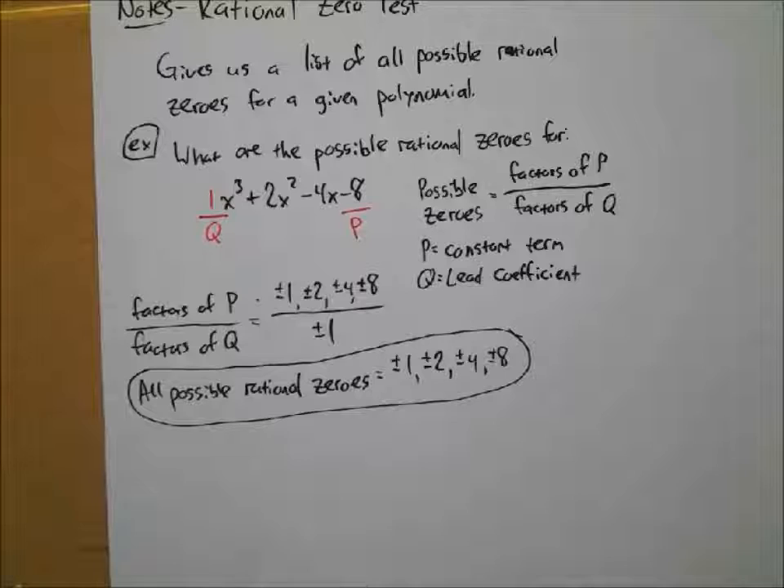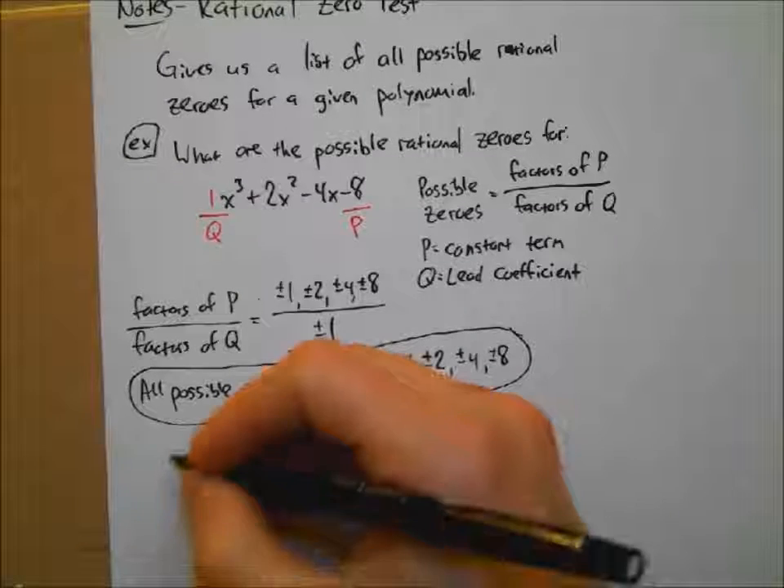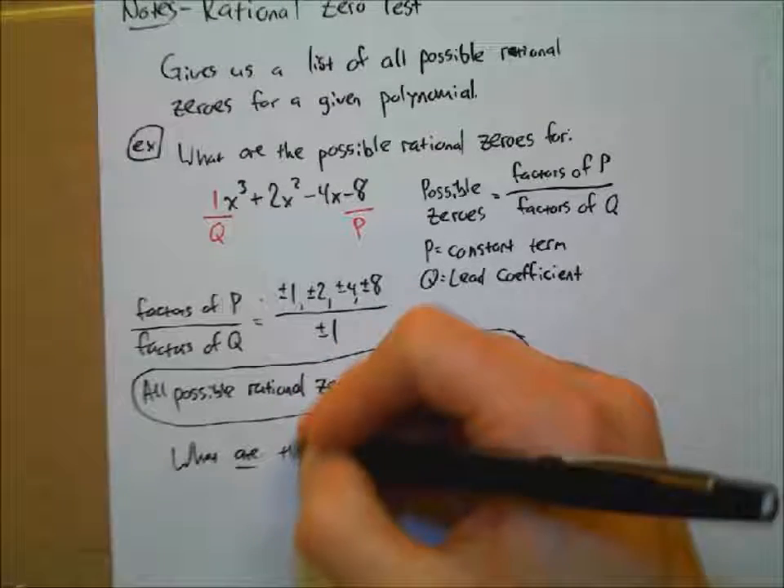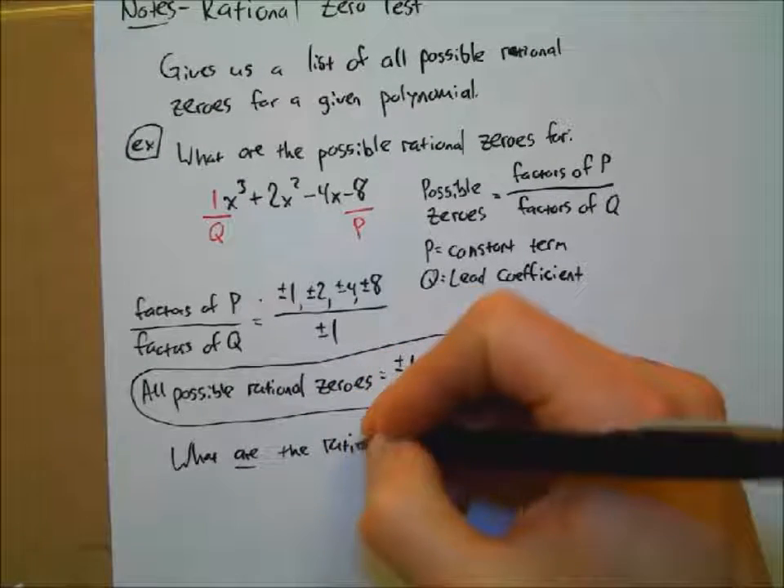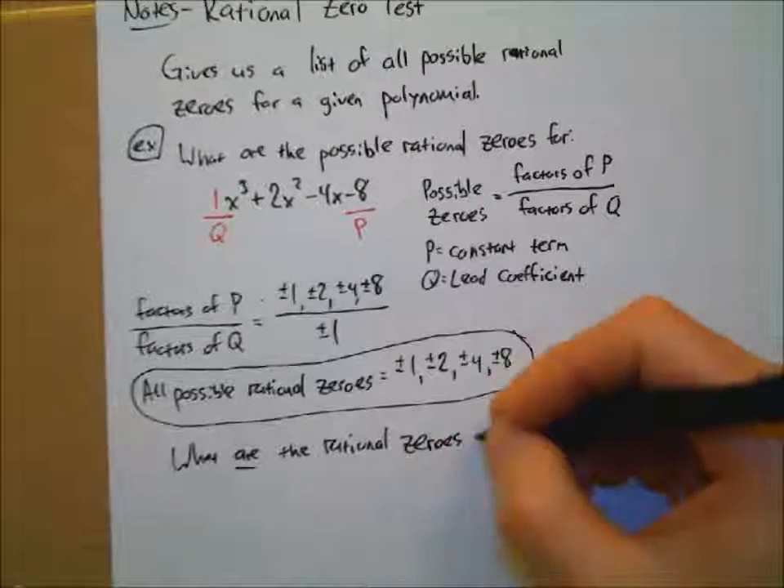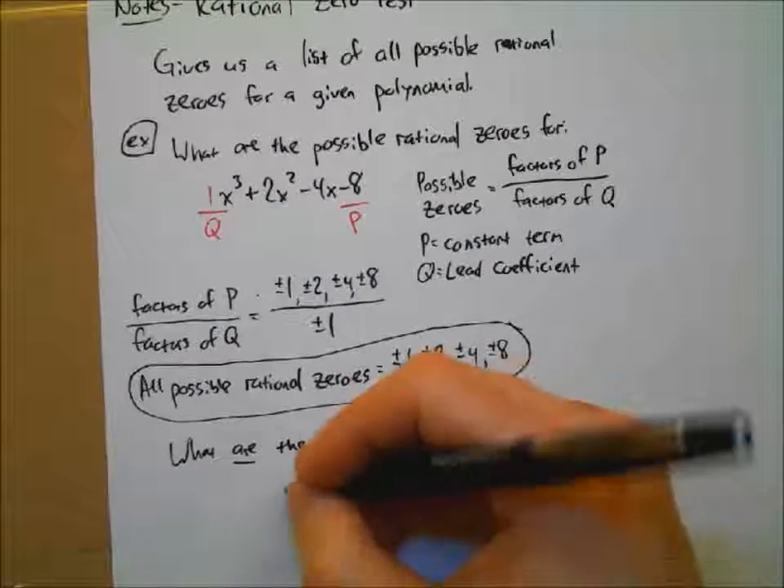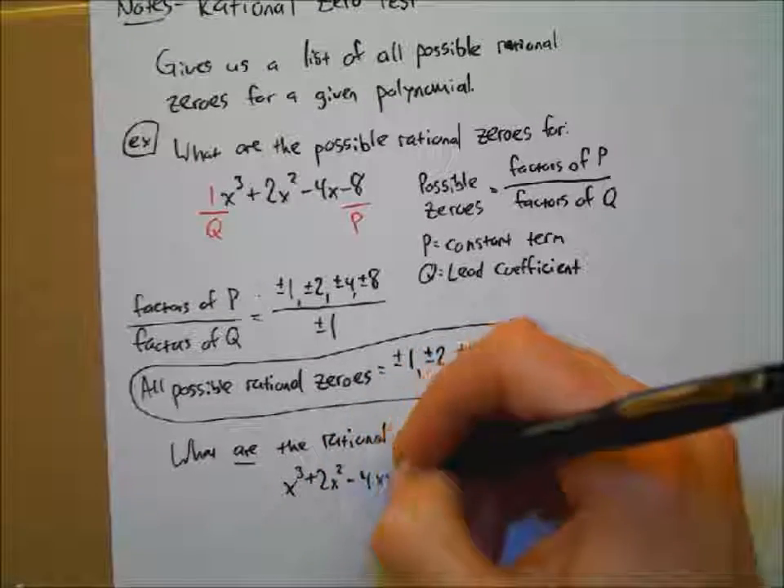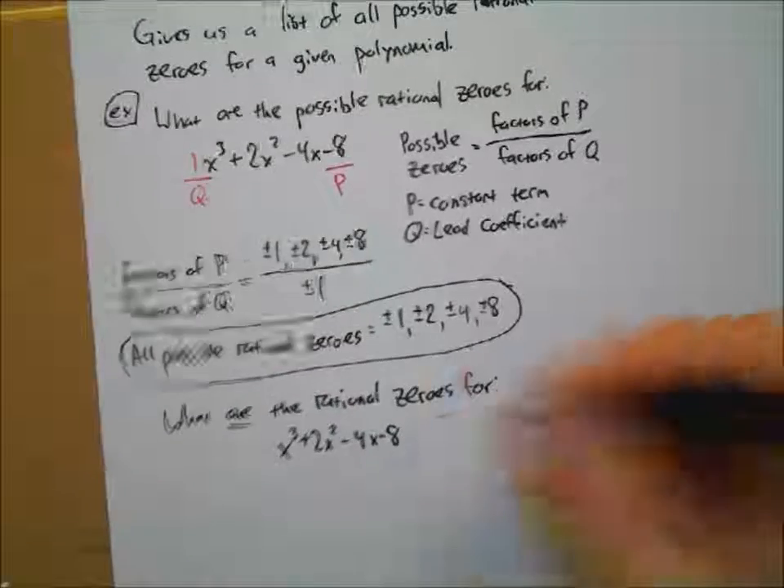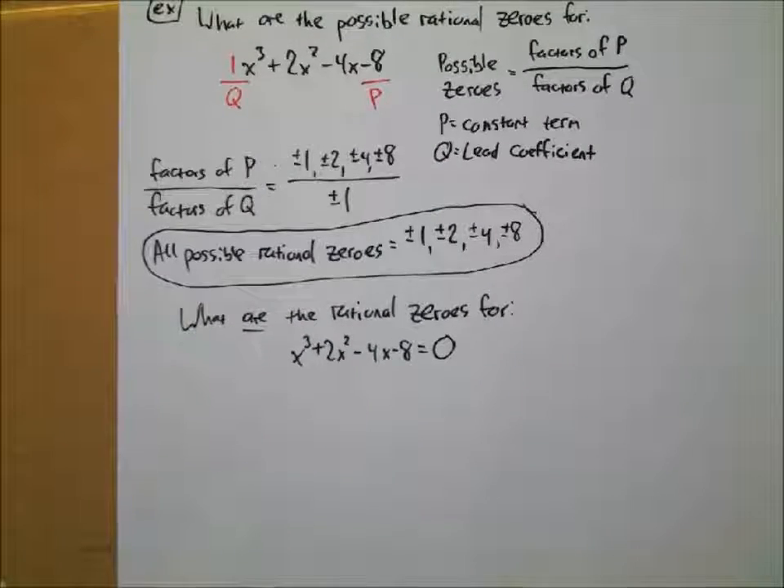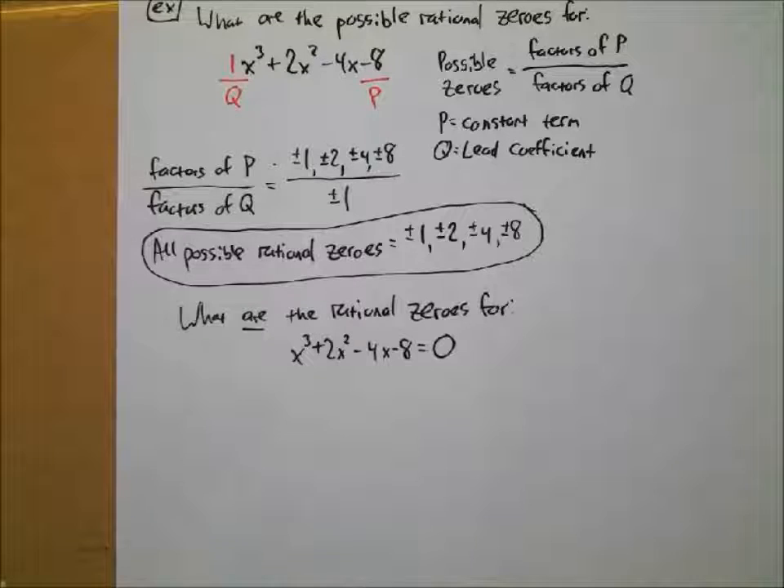Okay? So let's find the actual rational zeros, right? What are the rational zeros for x cubed plus 2x squared minus 4x minus 8? So in other words, if we're trying to find the rational zeros, we're going to set this thing equal to 0, right, and solve this. Okay? So what strategy might we use here?